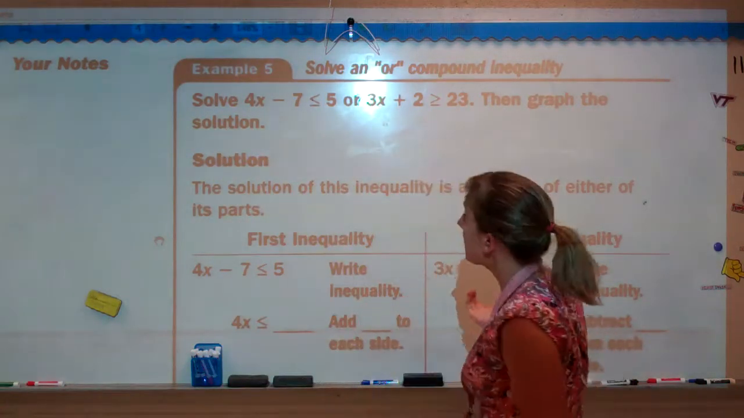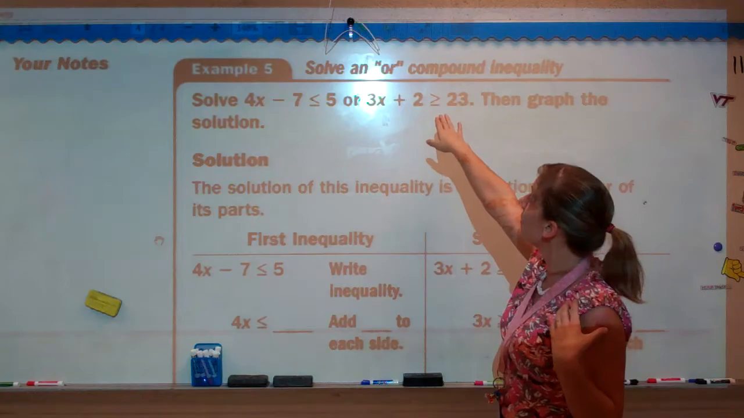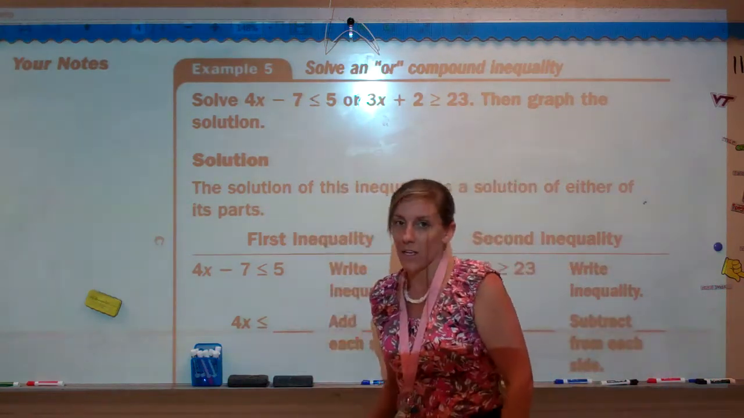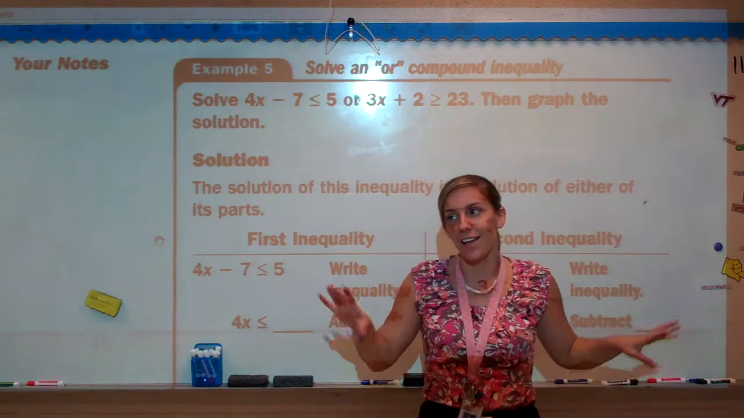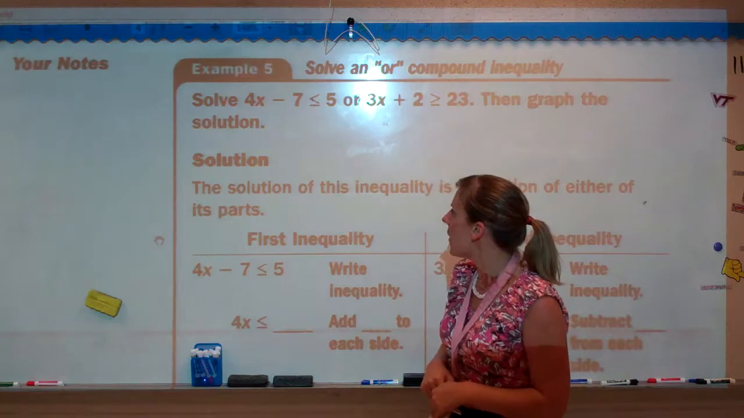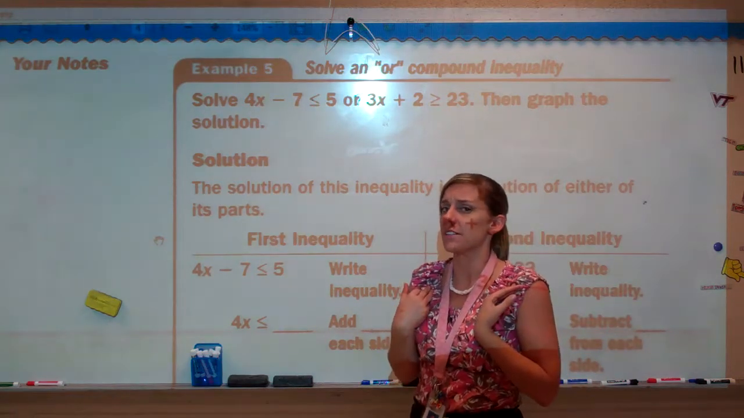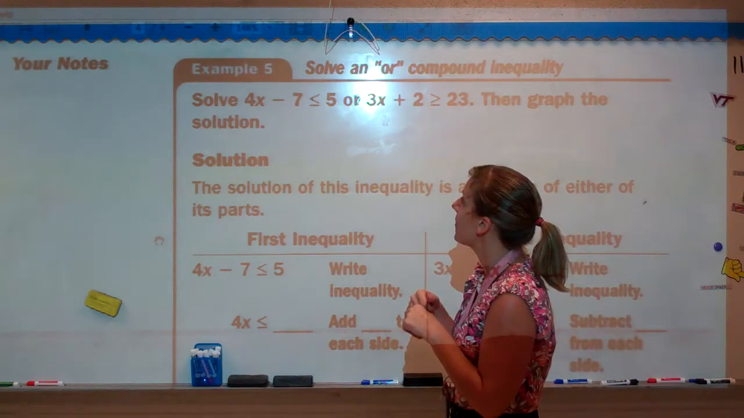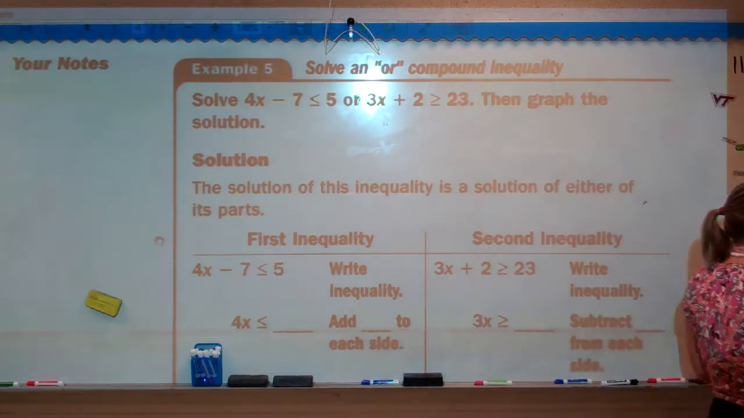So this last page, since it's an OR problem, really it's just two inequalities and you solve one, then you go back and you solve the other, and then you just tack those two answers together on one graph. So, I actually think it's a little bit easier than the sandwich problem, the and problem. So let's look at example 5.